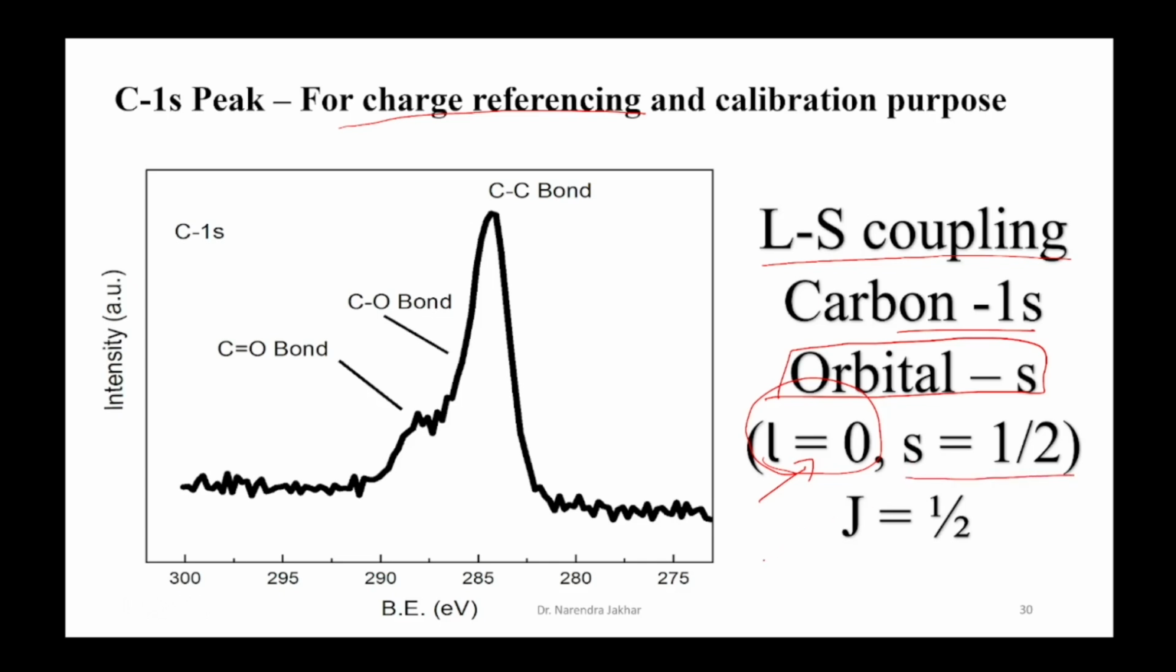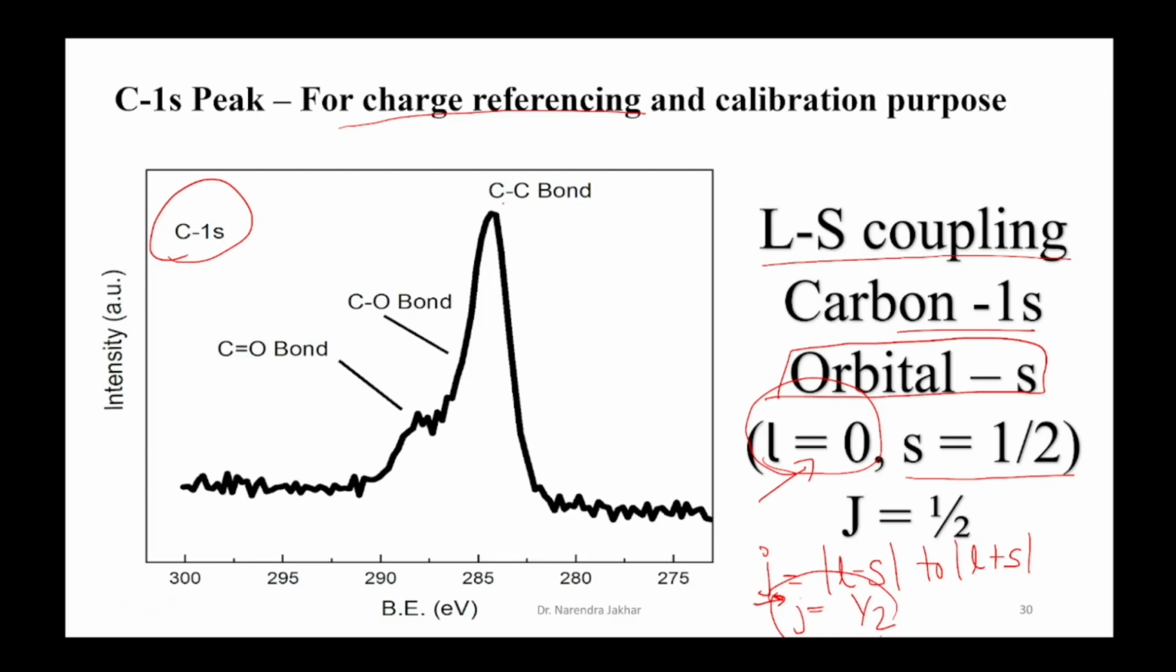So the total quantum number J goes from L minus S to L plus S with integral change, so this is only half. J is only half. This J gives us the idea of how many peaks there are. The number of J values is one, so there is a single peak corresponding to the C1s.